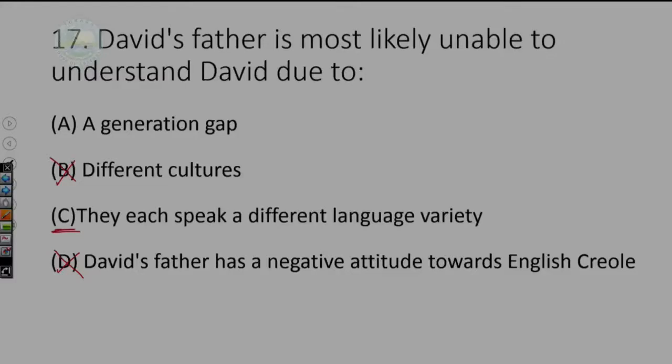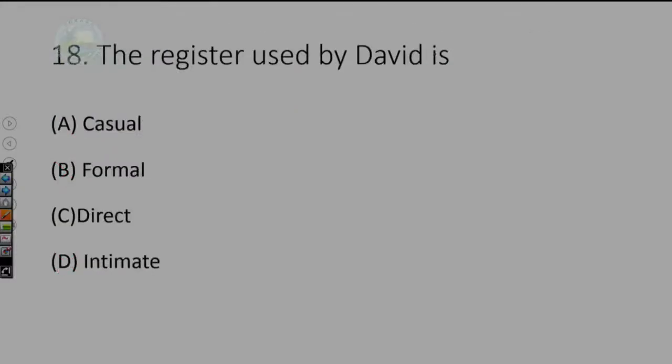A says a generation gap. We can be sure that it's about generation because we identified slang as being what David was using, and we said that slang is generational. Because David is using slang, there is a generational gap that can allow a difference in language variety. But his father is most likely here unable to understand because of a generation gap. Right.